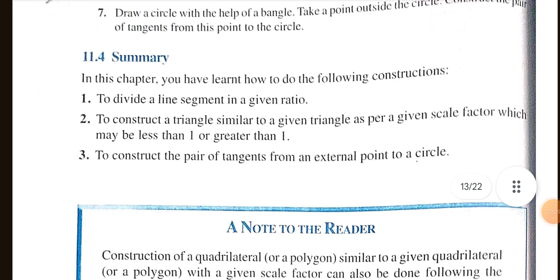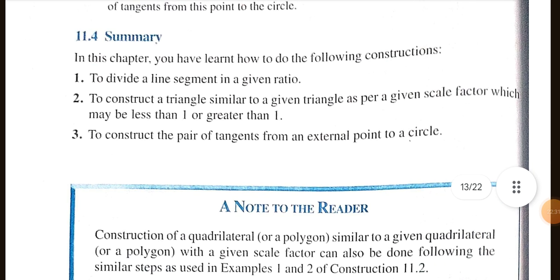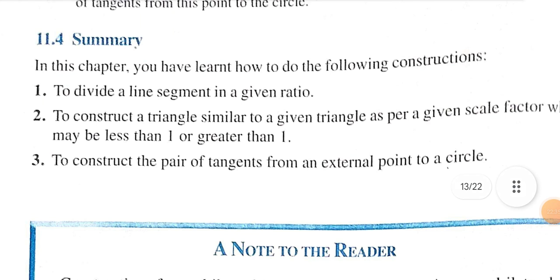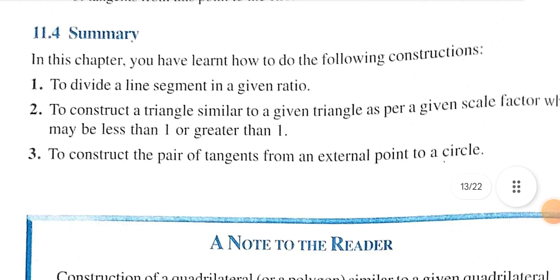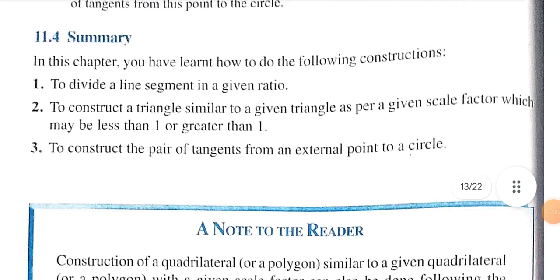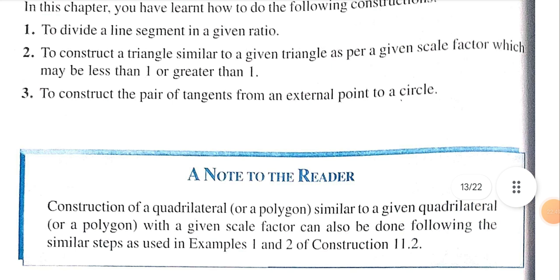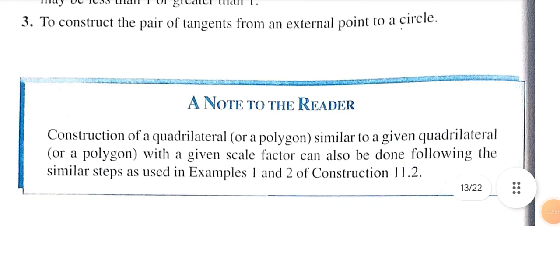Chapter 11 Constructions. 11.4 Summary. In this chapter you have learned how to do the following constructions. 1. To construct a triangle similar to a given triangle as per a given scale factor, which may be less than 1 or greater than 1. 2. To construct the pair of tangents from an external point to a circle.